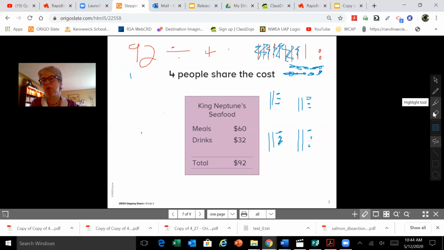I'm going to do it with number bonds because sometimes this is another way of doing it. Now, for some of us, we might be thinking, oh, I'm going to do a number bond of 90 and 2.